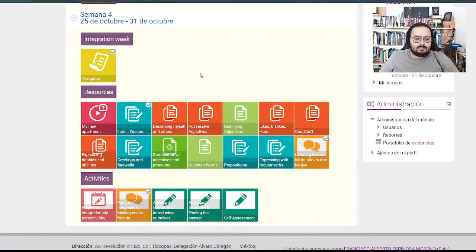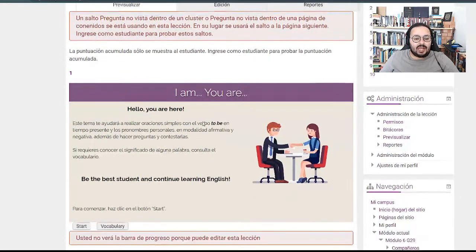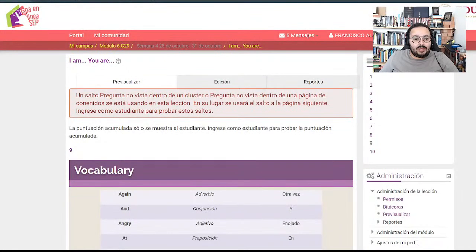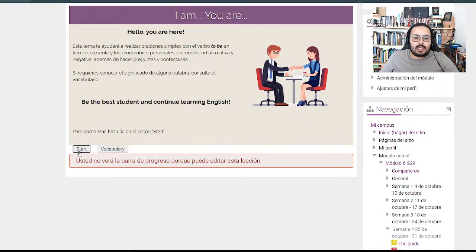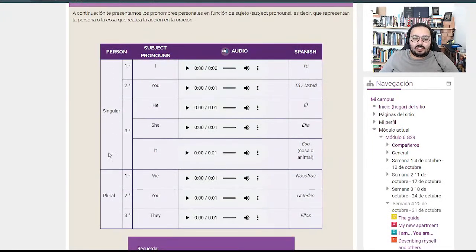Next, in our resources, we have I Am and You Are, which is a review of the verb to be and personal pronouns. So we can start, or we can click on the vocabulary. Here we have the vocabulary. It is important for you to review the vocabulary for this unit, and then we start this resource. First we have the personal pronouns. The singular ones are I, you, he, she, and it, and the plural ones are we, you, and they.